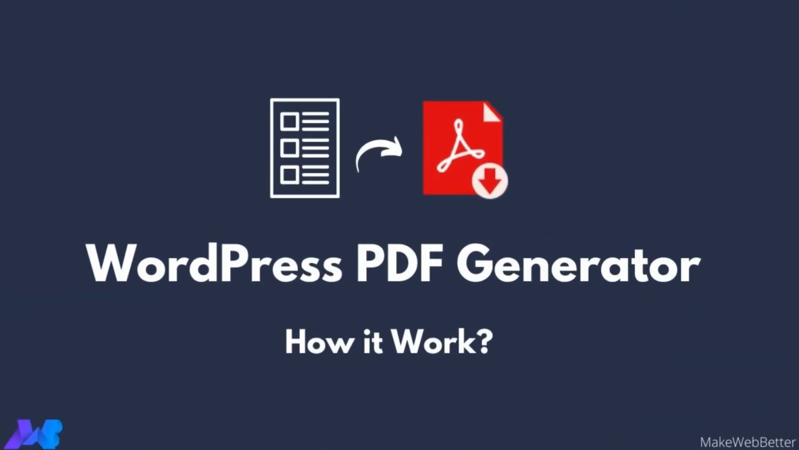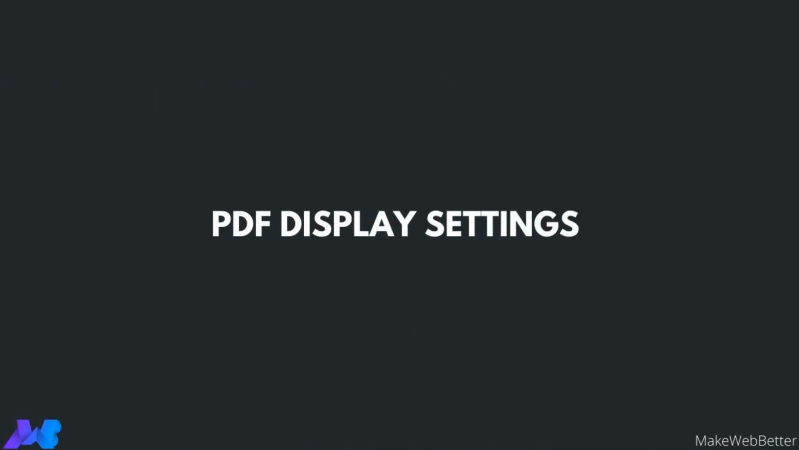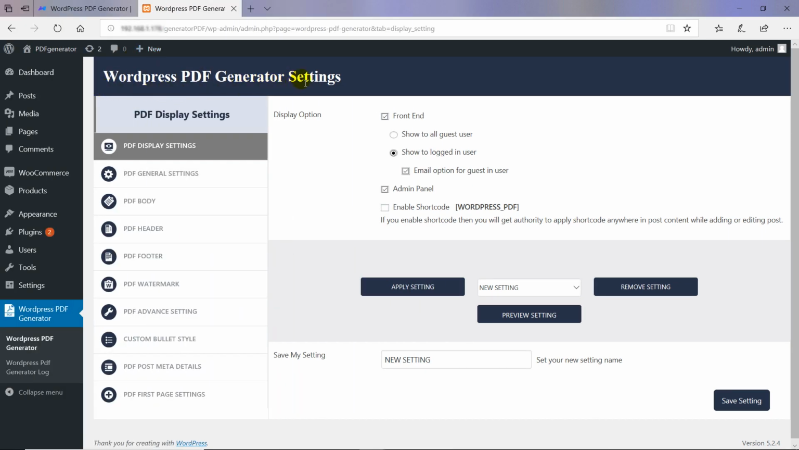I am going to demonstrate the working of WordPress PDF generator. Guys, before starting the demo video, let me first explain what exactly WordPress PDF generator is. It's an advanced PDF generating tool that helps you convert all your posts and pages into PDF files. It will help you send all the PDFs directly to the user's mail ID. And not only this, you will get an amazing predefined template set for all your business requirements and better growth. Now let's start the demo, and the first setting that you have is PDF display settings.